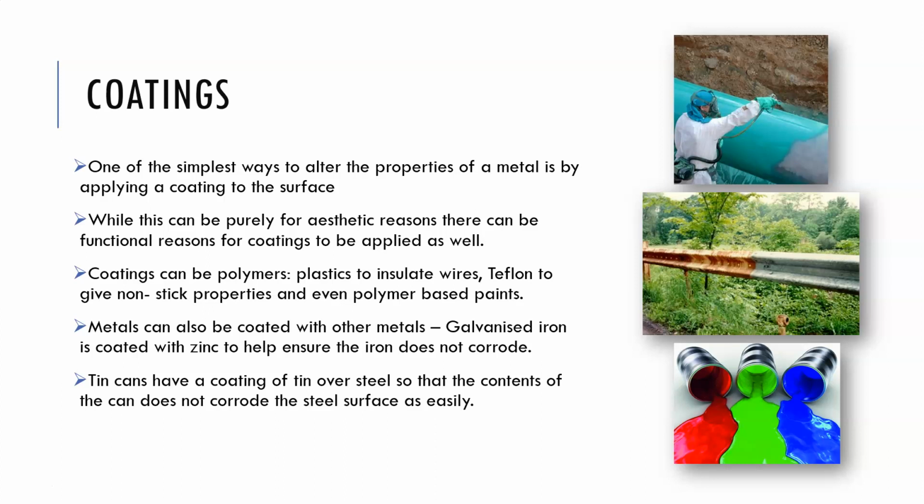Also, we coat the inside of tin cans over the steel so that the contents doesn't corrode the steel surface as easily, because often the contents of things, if you think about fruit and stuff, have acids in them which would corrode the inside of the tin. That's it for our metal treatments and the last of what we will be looking at with metals.